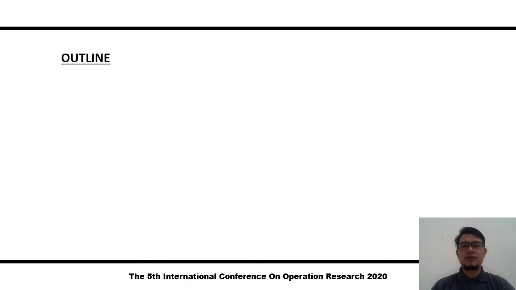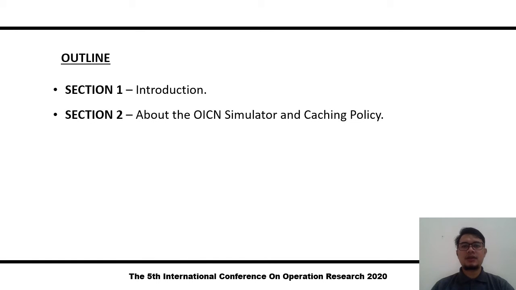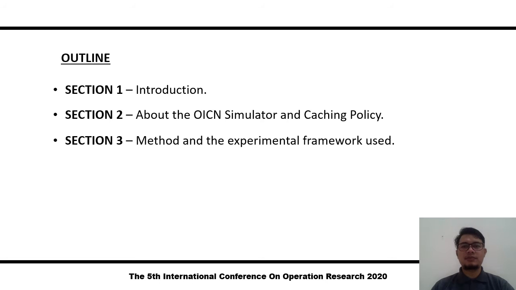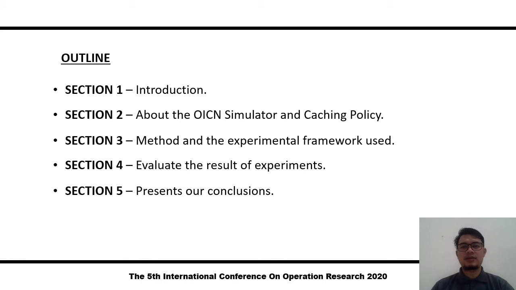This presentation will be packaged in 5 sections according to the paper. The first section is an introduction. The second section contains a literature study on OICN simulator and caching policy. The third section will explain the method we use in this experiment. And the fourth section discusses the result of the experiment, and the last section will show you the conclusion.